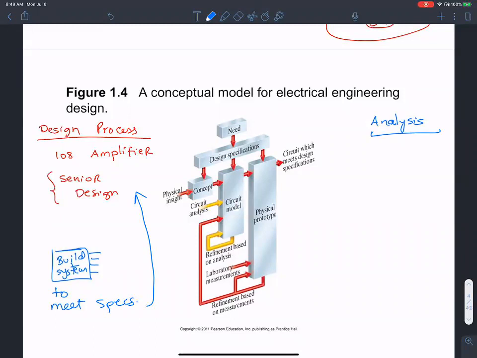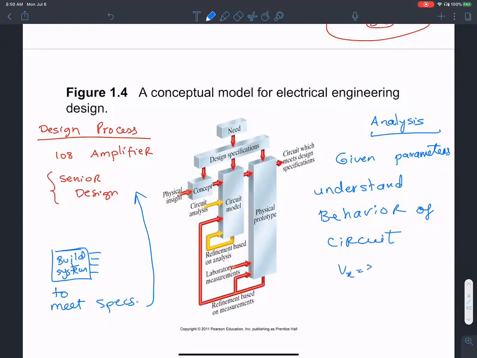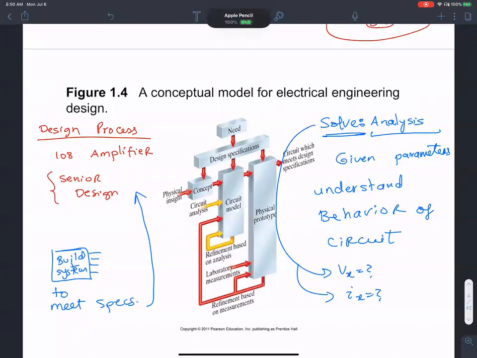Analysis, which is more the topic of interest in this class, is: given certain parameters, understand the behavior of a circuit. What are the different node voltages? What are the different branch currents? If we can quantify, if we can put numbers, if we can solve, so this is another word that we will come across over and over again. If we can solve for different node voltages and branch currents, that constitutes analysis. We are not per se building anything. As a matter of fact, if you think about it, we are breaking things down into first principles and looking at the behavior of circuits.